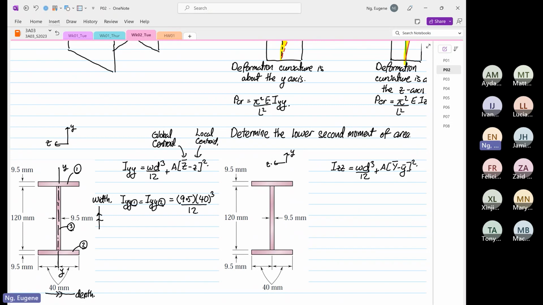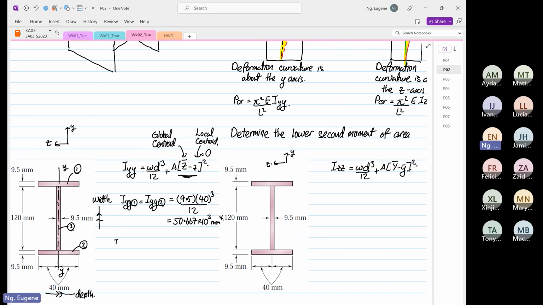over 12. Now you don't have this term over here because the global centroid and the local centroid are at the same position. So this term over here is equal to what? 0. So you calculate over here: 9.5 times 40 to the power 3 divided by 12 is equal to 50.667 times 10 to the power 3. And this is in millimeter 4.